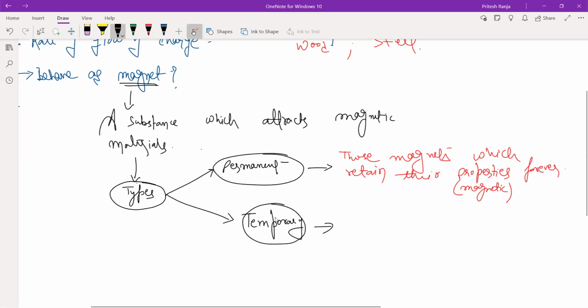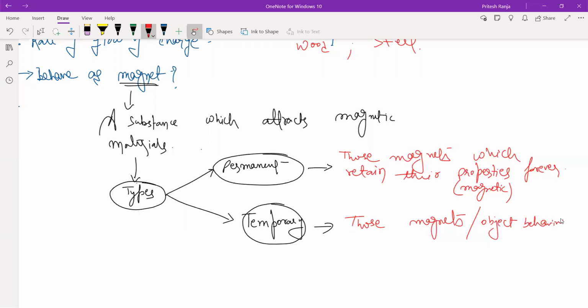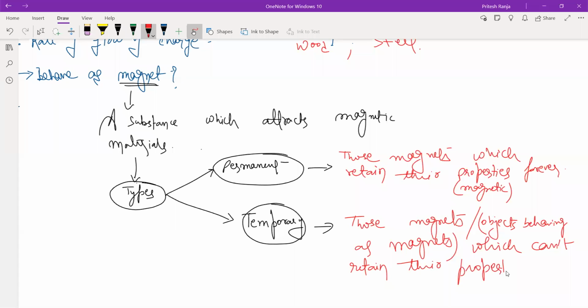Temporary magnets, as the name suggests, are short-lived. Those objects behaving as a magnet which cannot retain their properties forever, that is what we call a temporary magnet.